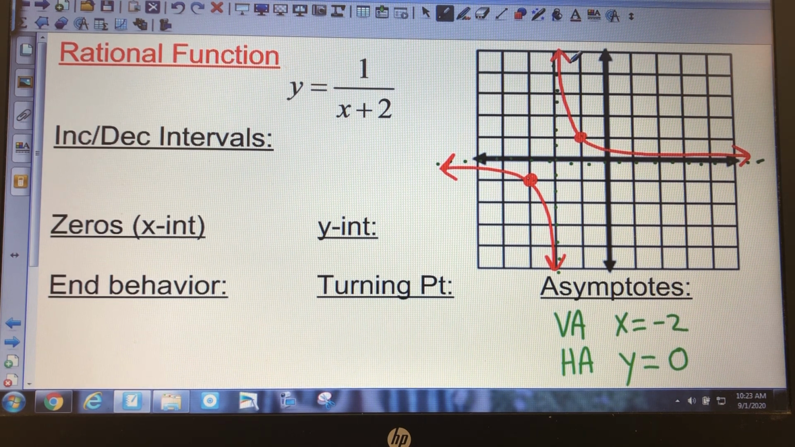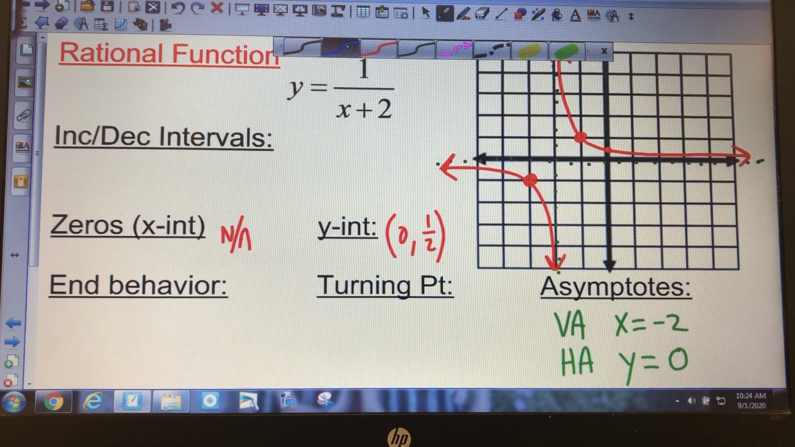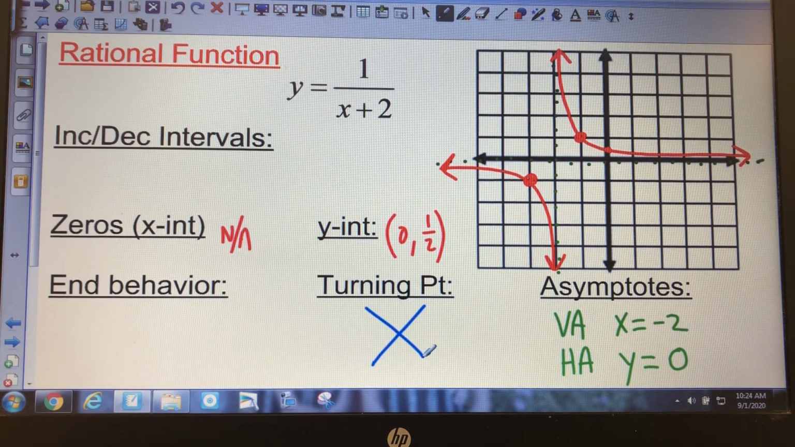Okay? Now, this particular one does not touch the x-axis. So that means there is no x-intercept. The y-intercept gets a little tricky, but if you replace the x with 0 in the equation, you're going to get 1/2 for the y value. So there's your y-intercept. That's where it touches the y-axis. Okay, now as far as the other stuff, it gets quite tricky. We do not have a turning point.